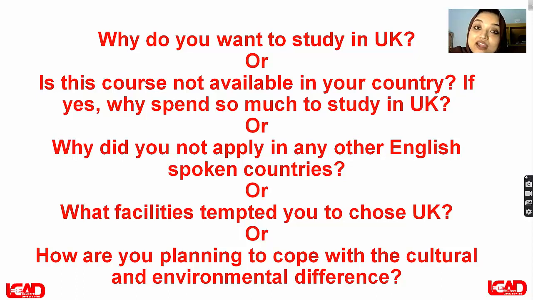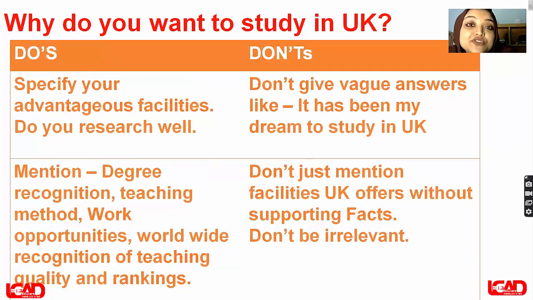So let's see how we can answer these questions. Now, here are some do's and don'ts again that you need to follow when you're answering why you want to study in UK. Be specific. It's very important. I know it's repeating and it might sound like, why is this point coming over and over again? It will come over and over again because this is important. And another important point is to stay relevant. So be specific about the advantageous facilities.